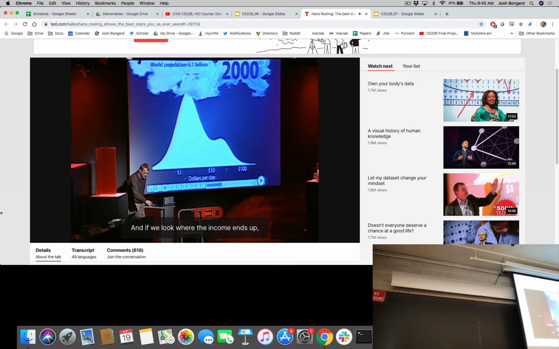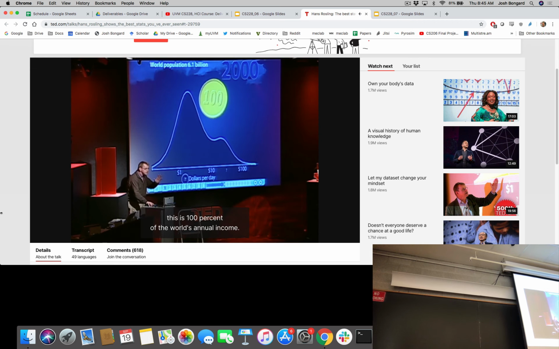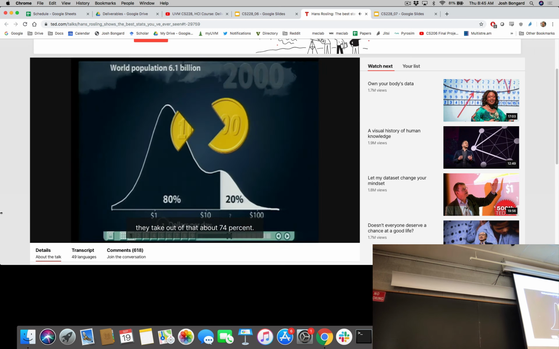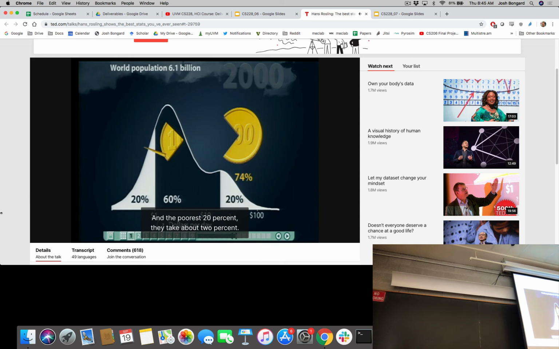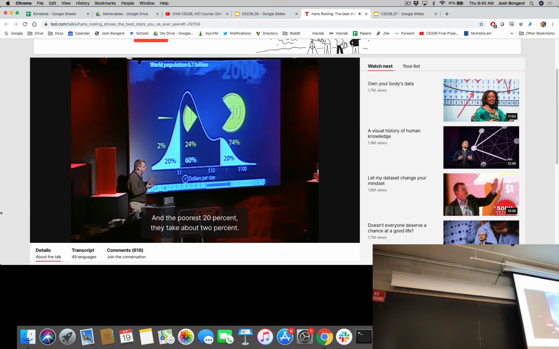And if we look where the income ends up, this is 100% of world's annual income, and the richest 20%, they take out of that about 74%, and the poorest 20%, they take about 2%. And this shows that the concept developing countries is extremely doubtful. We sort of think about aid like these people here giving aid to these people here. But in the middle, we have most of the world population, and they have now 24% of the income.